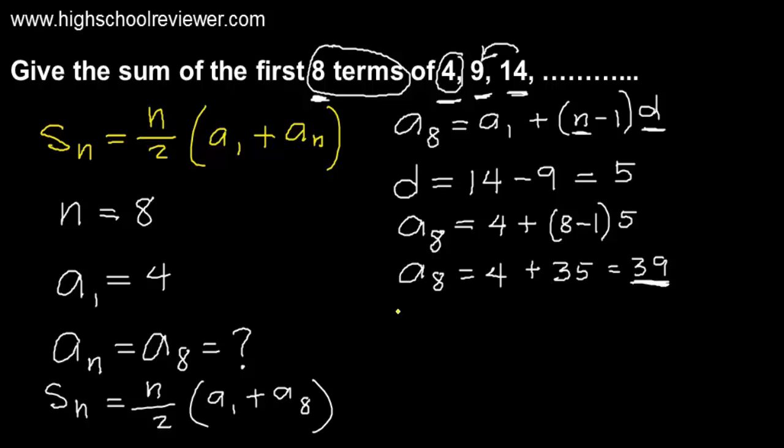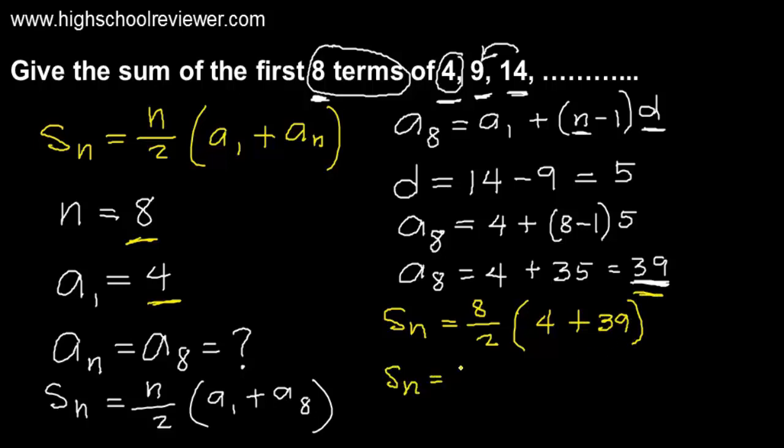Let us now solve for s sub n. S sub n now will be equal to, our n is positive 8, so this will be 8 divided by 2, and multiply this by a sub 1, which is positive 4, plus our a sub 8, which is positive 39. S sub n will be equal to 8 divided by 2 is 4, multiplied by 4 plus 39, this is positive 43. Our s sub n now will be equal to 4 multiplied by positive 43, and we have positive 172. So positive 172 is the total of all the terms of our given arithmetic sequence, and this is our final answer.